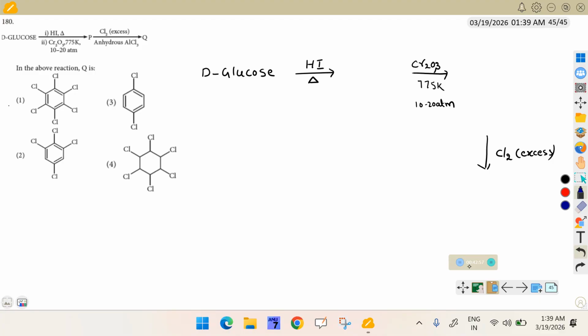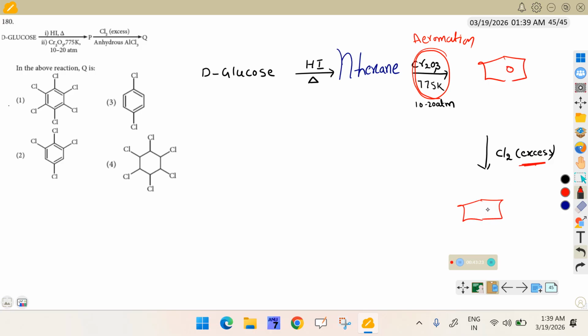D-glucose reacts with HI and gives n-hexane. It reacts with Cr2O3: alkanes with a minimum of 6 carbon atoms react with Cr2O3 at 775 kelvin. This is an aromatization reaction and it gives benzene. Benzene reacts with excess chlorine, not 1 mole of chlorine, and gives C6Cl6. First option, correct option.